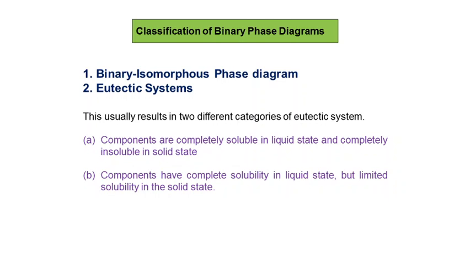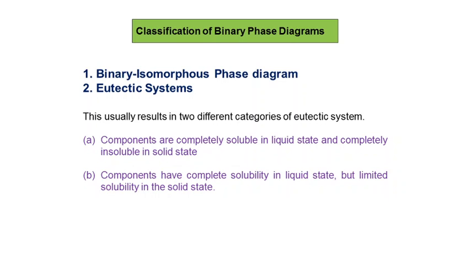In the second case, when we are considering the eutectic system, that is the condition where the component A as well as component B are having a limited solubility or no solubility. So it will not be completely soluble. That particular class is called as eutectic system. So eutectic system can be again further classified depending upon the solubility limit.